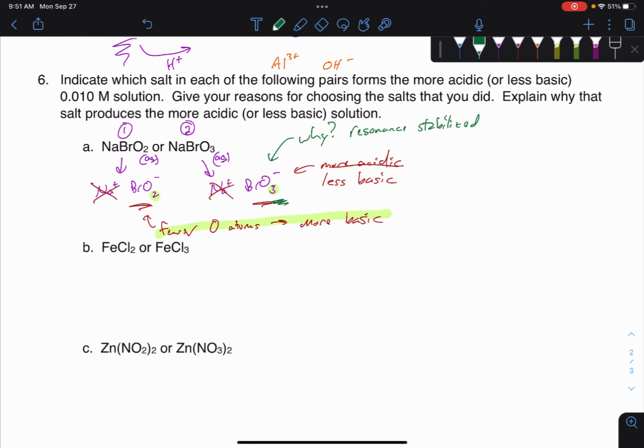The argument is that more resonance structures stabilizes the molecule more. It kind of spreads out that negative charge better. And so if BrO3 is more stable because of this resonance phenomenon that we know about, then it's less basic, right? Because we know it's a base. I mean, we know it's a base. It's carrying a negative charge.